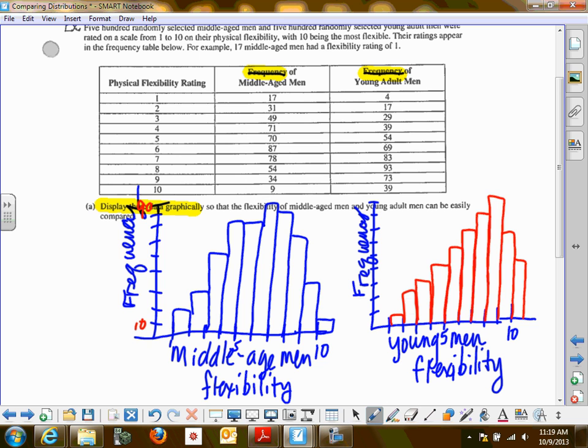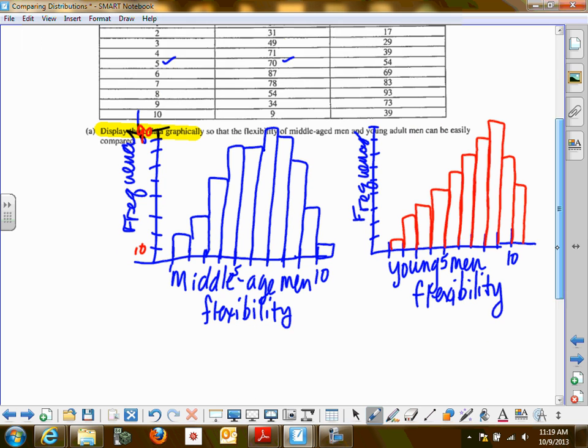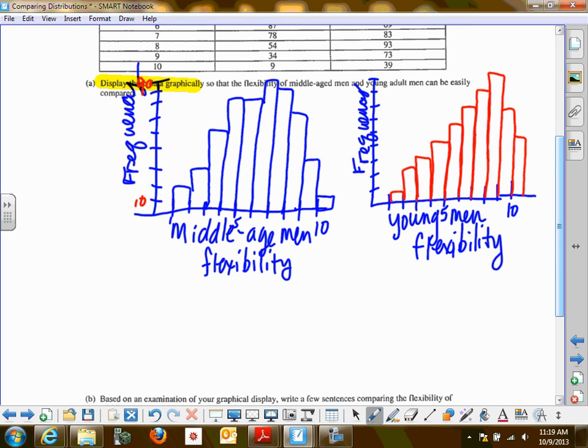This is middle-aged men. First column is middle-aged men and the flexibility rating that they received. So this says 17 middle-aged men had a flexibility rating of 1, and so on. 70 middle-aged men had a flexibility rating of 5. So that naturally lent me to make this type of chart. This down here is quantitative. That's the flexibility ratings of 1, 2, 3, 4, 5, 6, 7, 8, 9, 10. And then these over here are 10, 20, 30, 40. These are the frequencies. Do you see how I labeled both axes?